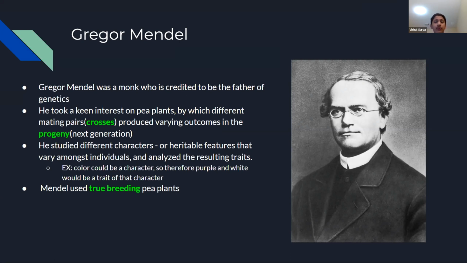So whenever Gregor Mendel wanted to study these plants, he always used true breeding pea plants to eliminate any variation, for example, in the different traits that were expressed in a plant.